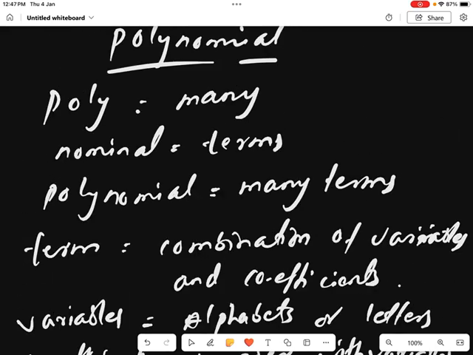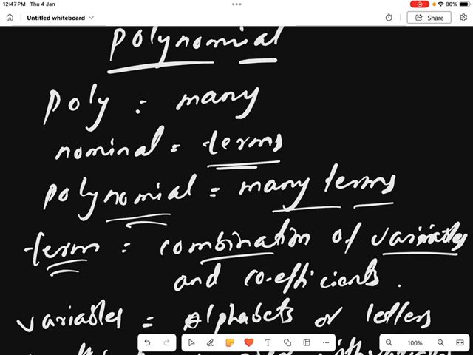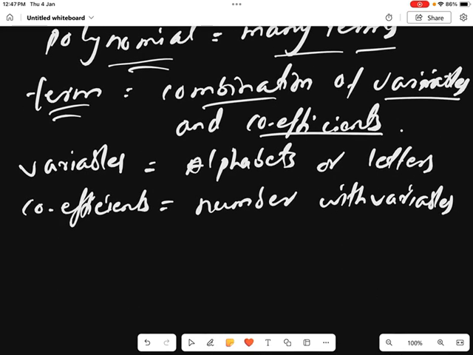That means polynomial: poly is equal to many, nomial is equal to terms, so polynomial is many terms. A term is a combination of variables and coefficient. Variables are alphabets or letters. Coefficients are numbers with the variables.